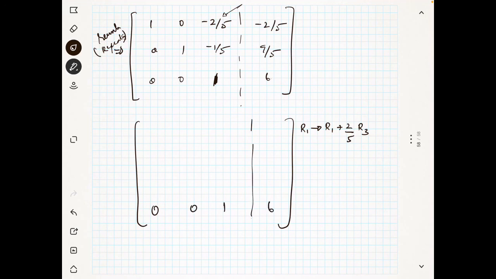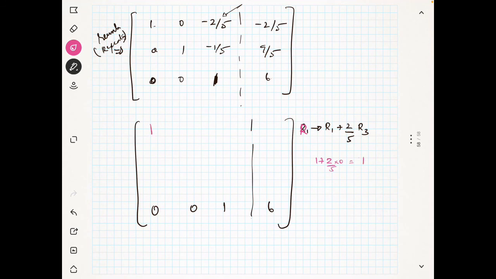Same. Okay. Now this becomes 0, 1 plus 0 times R3. That means you see here, okay, I will use another color. So I am using it for R1. So you see here, it becomes 1 plus 2 by 5 into R3. This becomes again 1, no change.